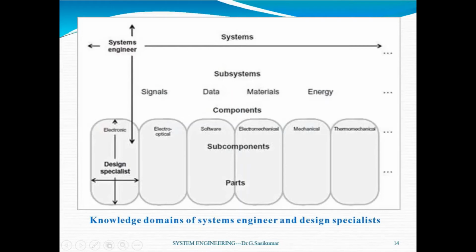You can see closely. You are a system engineer, you are here in the top left corner. So you can work in two directions. The first two directions are system and subsystems. As a system engineer, you are part of the system, and you are controlling another part of the system, called subsystems and components.